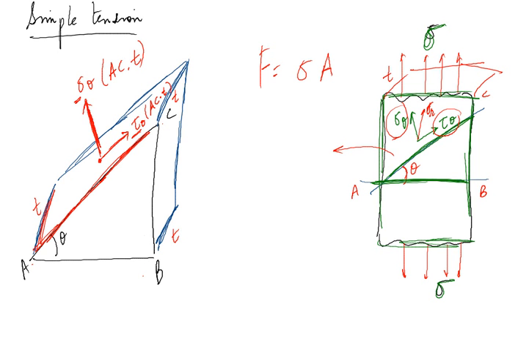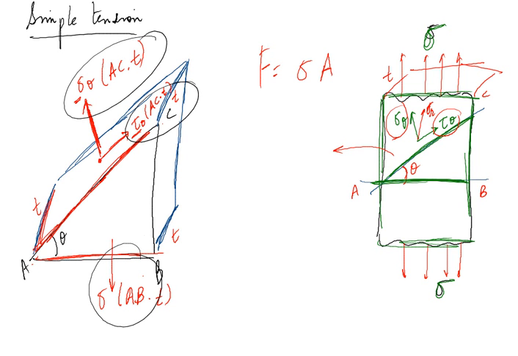Now there is one more stress which is acting, and this stress is sigma. Now sigma is perpendicular to this plane, so the force acting on this plane is stress, that is sigma into the area of the plane, which is AB into T. So these are the three forces which are acting on this element.